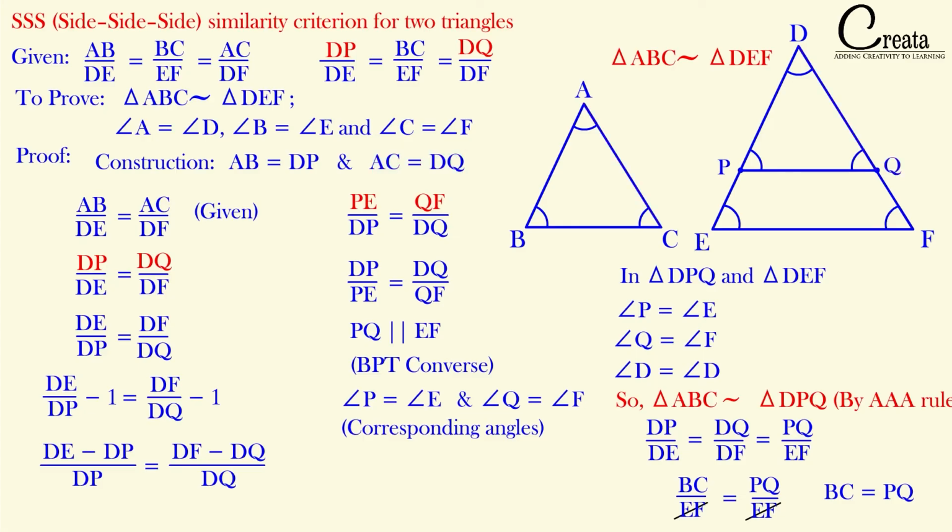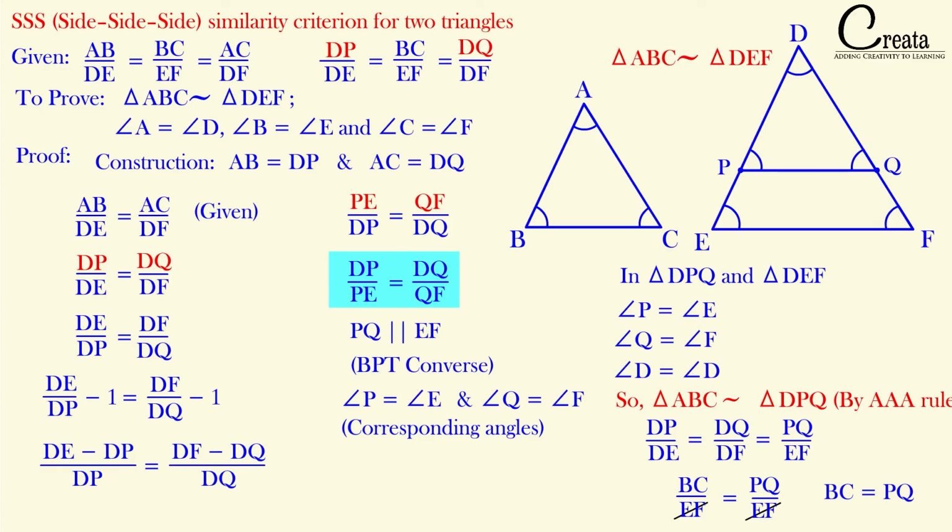Further, we have taken two corresponding sides as equal from the given portion and replaced AB with DP and AC with DQ. And we have done the inverse and we have subtracted the one. We have solved it, we got the equation. Further, we have done the inverse to get our main equation. That is DP upon PE is equal to DQ upon QF. That is the BPT equation.